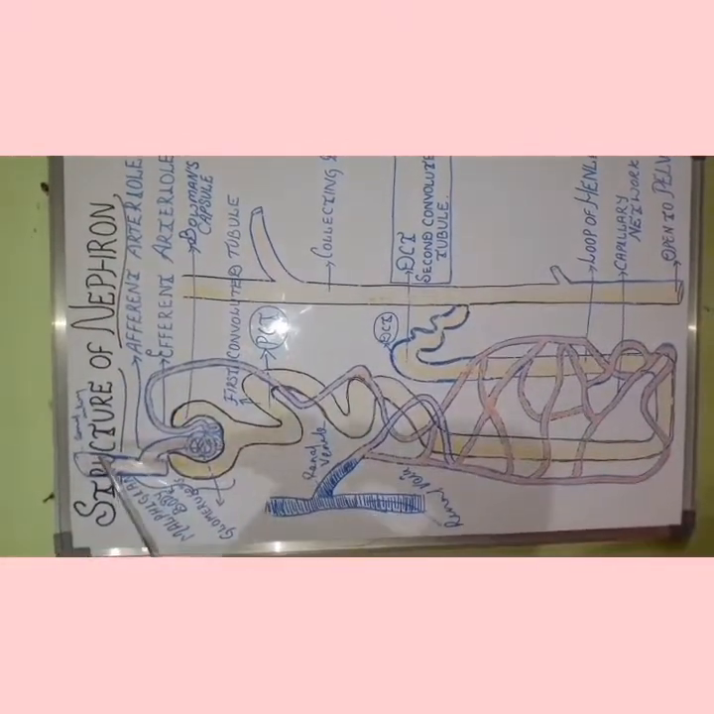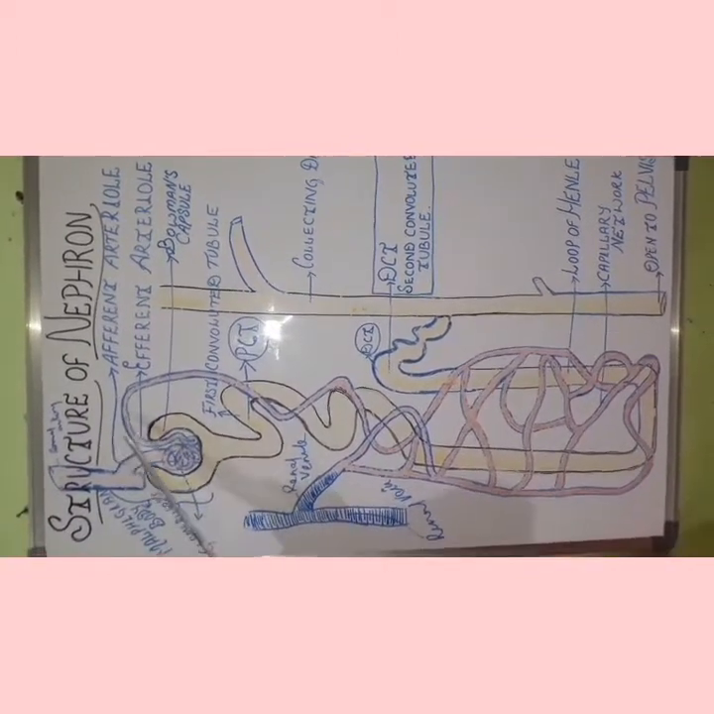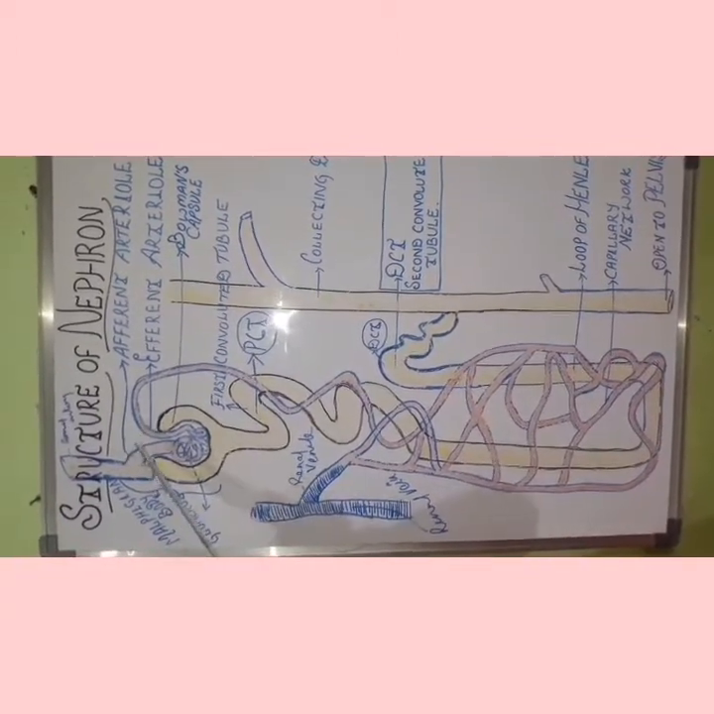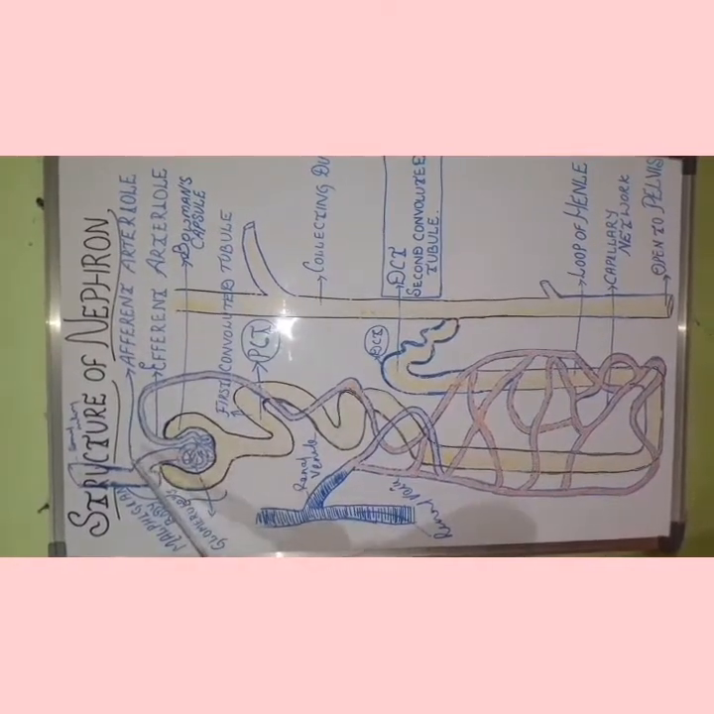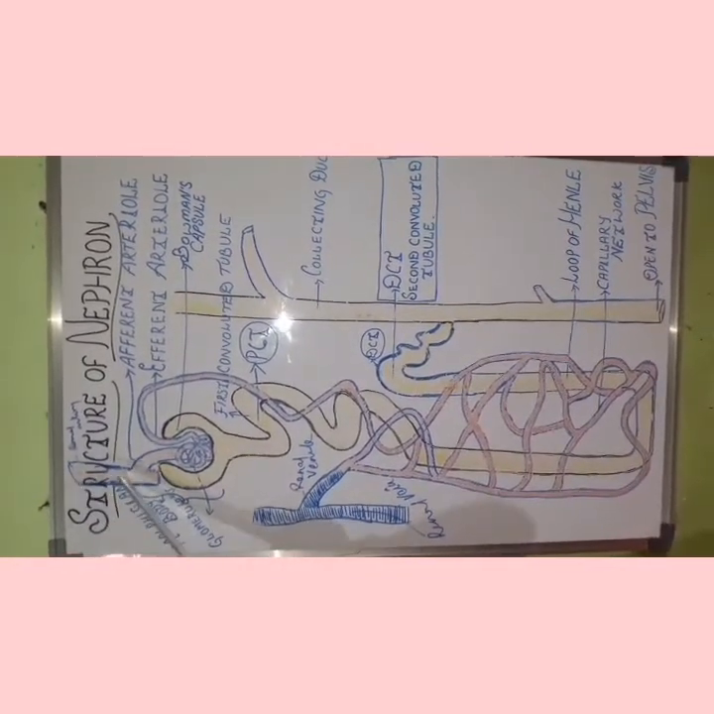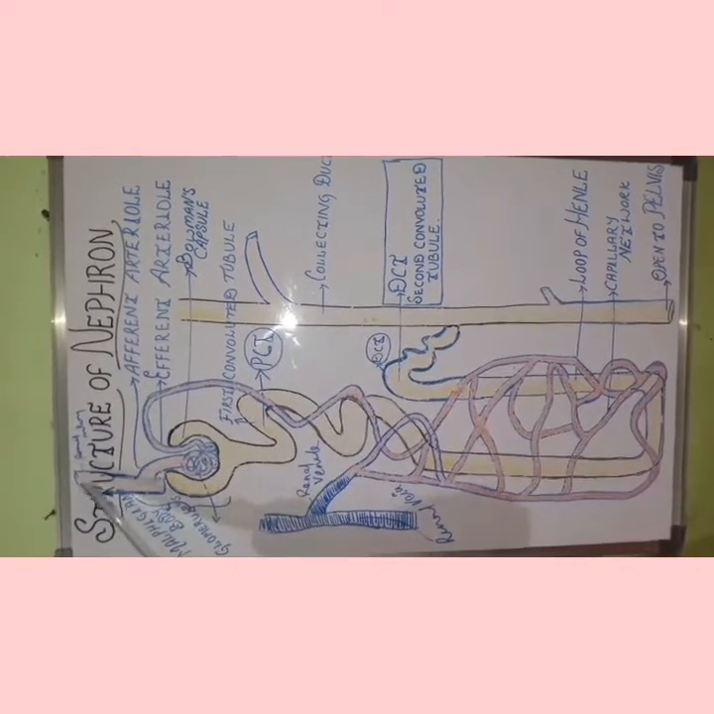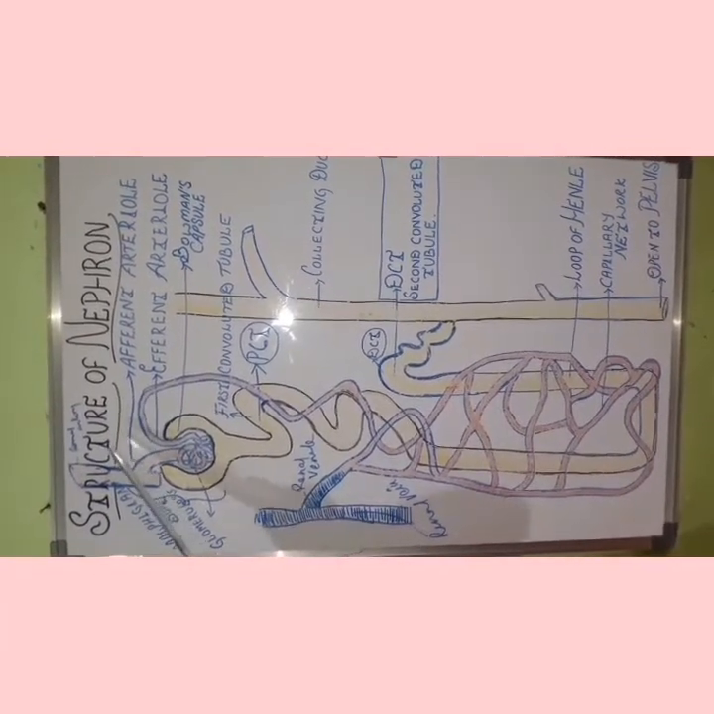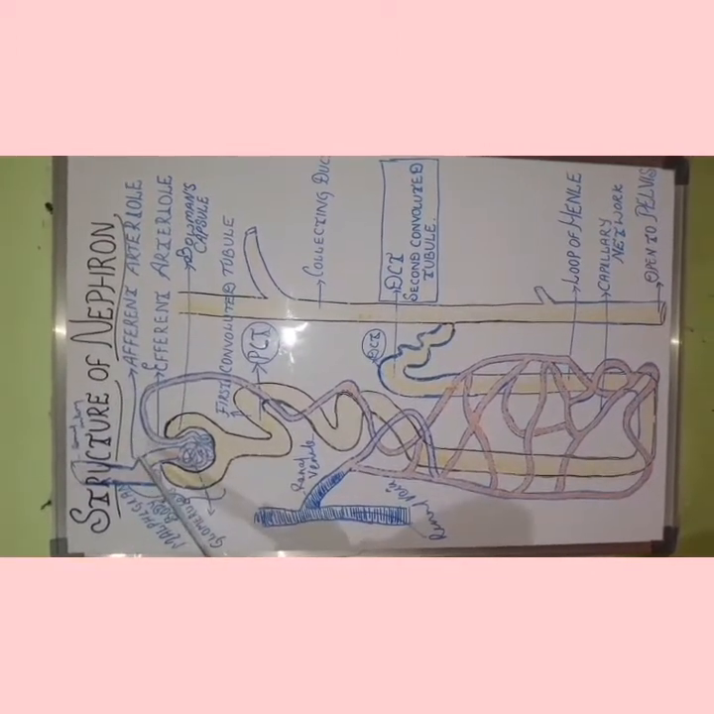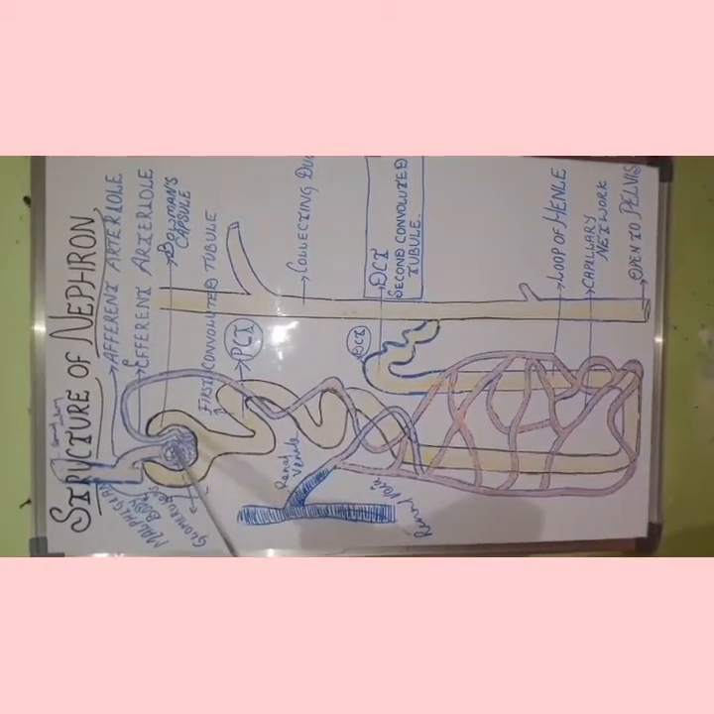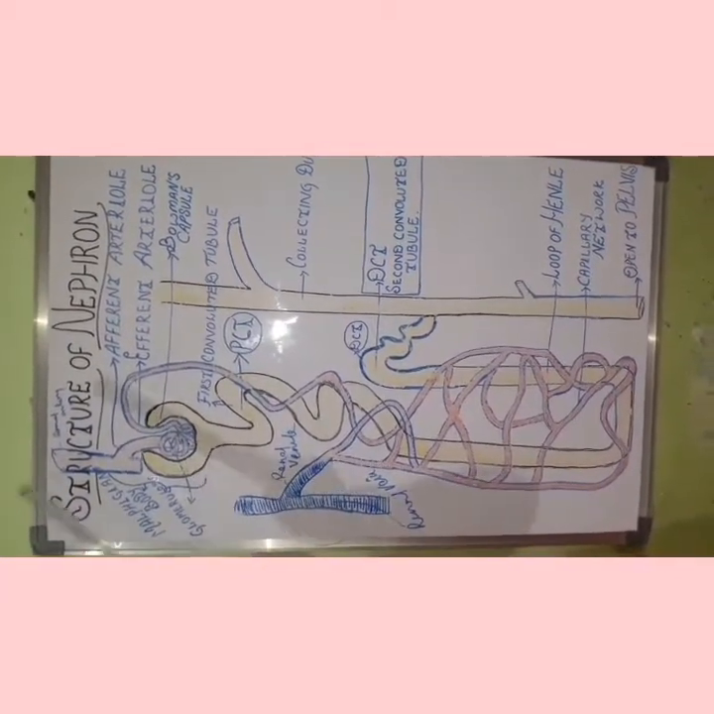Blood from the renal arteries flows to the glomerulus through the afferent arteriole. This is called the afferent arteriole. So blood along with the waste products enters through this wider vessel, the arteriole, called the afferent arteriole. It enters into the glomerulus. This part we call the glomerulus.